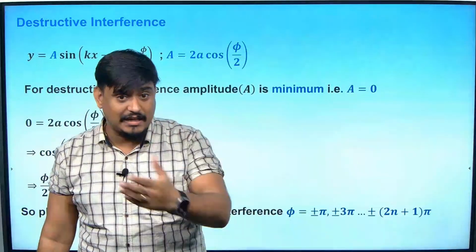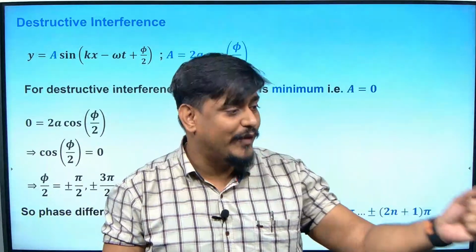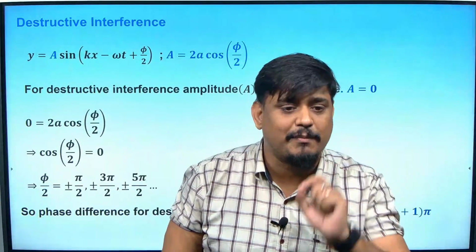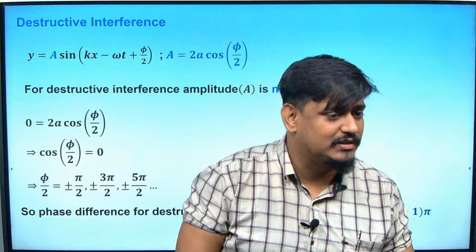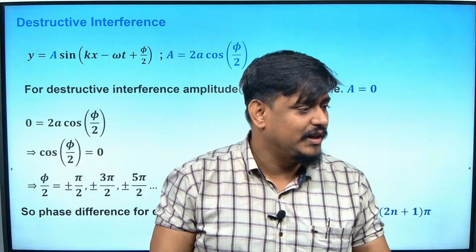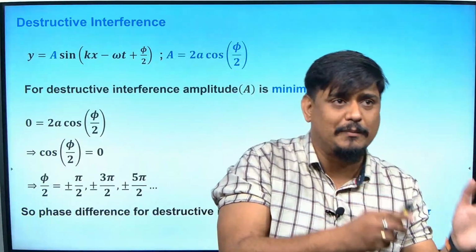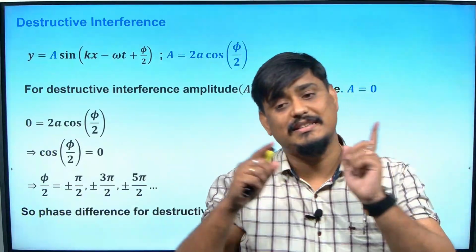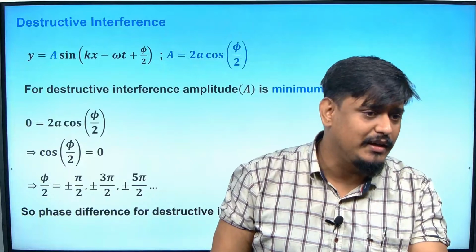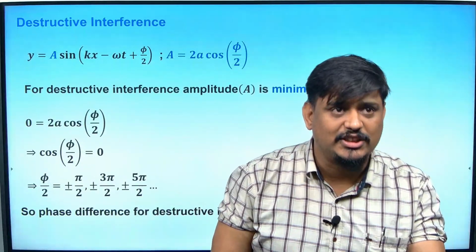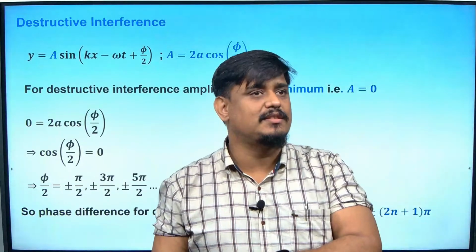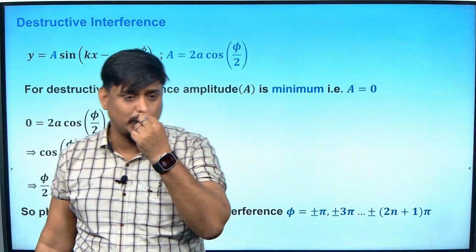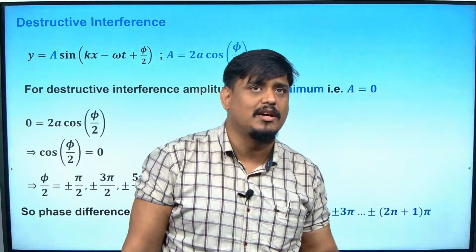So, if I ask an MCQ question that the phase difference between two waves is 27 pi, what is the interference? The answer is destructive. If the question is two waves are superimposing with a phase difference of 66 pi, what is the interference? The answer will be constructive interference. Just by seeing the phase difference, you can comment whether it is going to be a constructive interference or destructive interference.